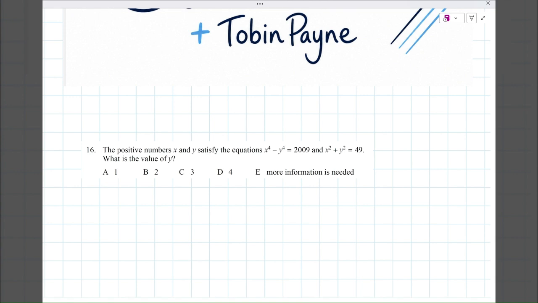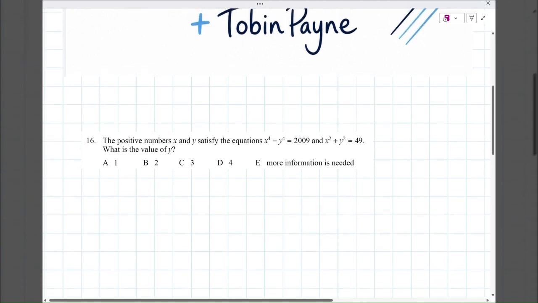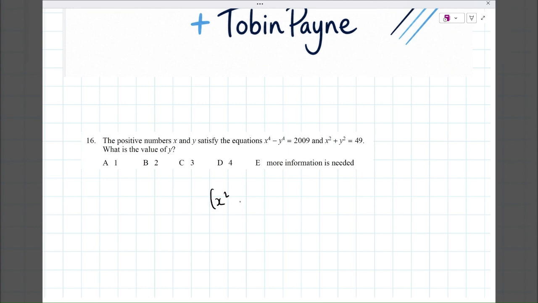With this sort of thing, always look to see if there are any clever factorizations you can do, even if you don't have an equals 0. Hopefully you can see that this is the difference of two squares. So we've got x squared plus y squared times x squared minus y squared equals 2009, and we know x squared plus y squared equals 49.